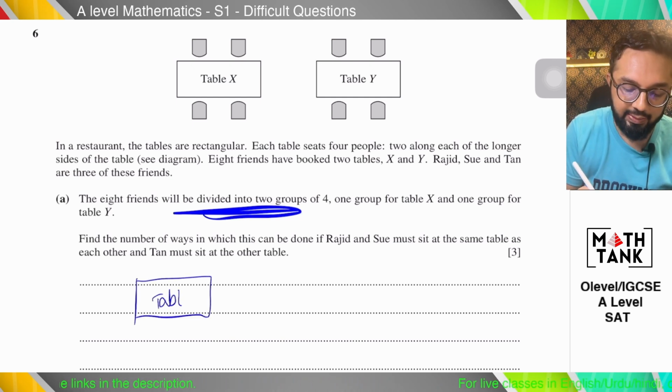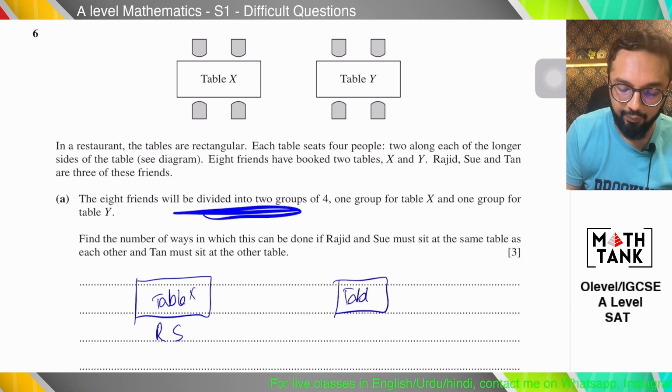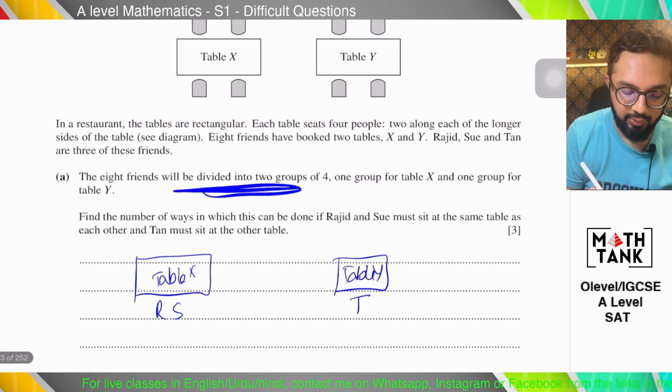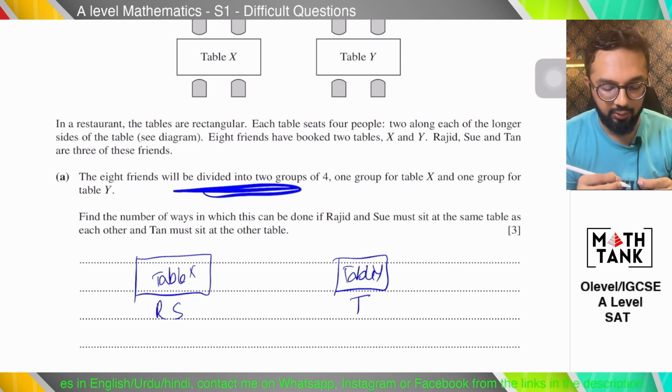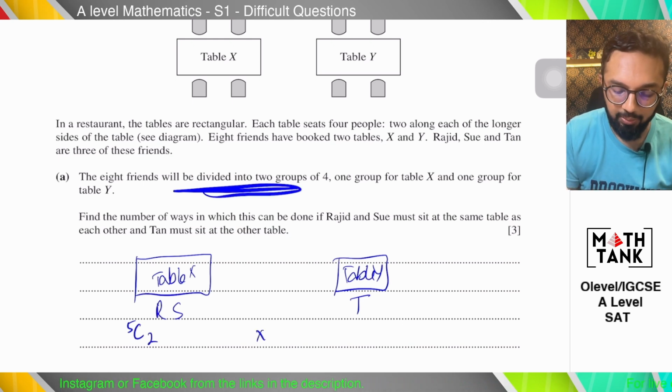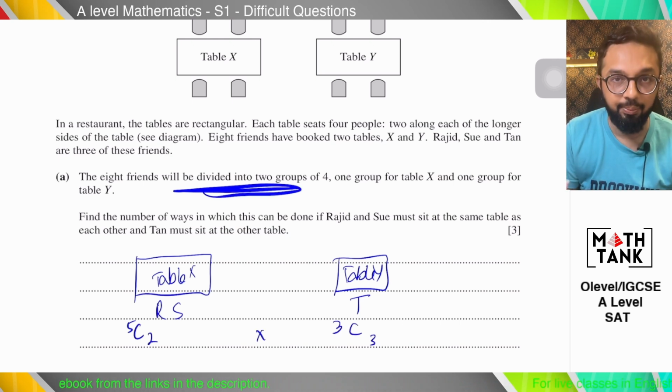So this is table X. Let's say Rajat and Sue want to sit here. So on table Y, you will have Tam sitting. Now they don't want to arrange themselves, so it's just about people who want to sit with Rajat and Sue. So I'm going to say that there were a total of remaining 5 people, and 2 people will sit here. And then multiplied with whoever remains will sit with Tam.